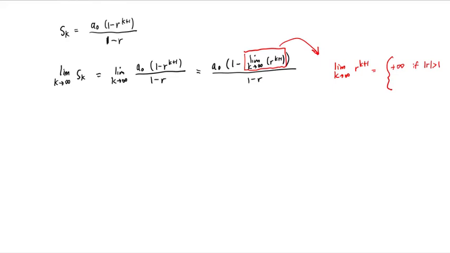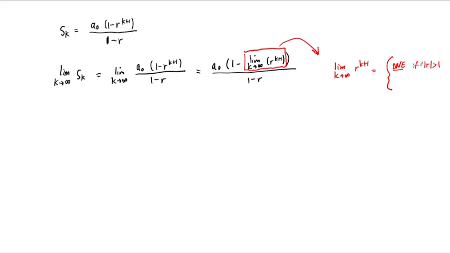I should say it does not exist. So if r is positive and greater than 1, then it's plus infinity. If it's negative and greater than 1, then it's jumping back and forth, but it's not going to exist. So let's just write that as DNE if the absolute value of r is greater than 1.